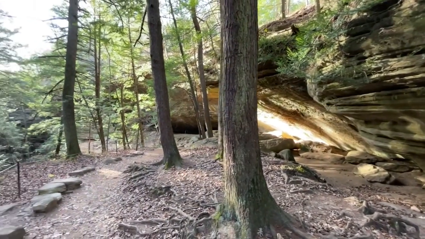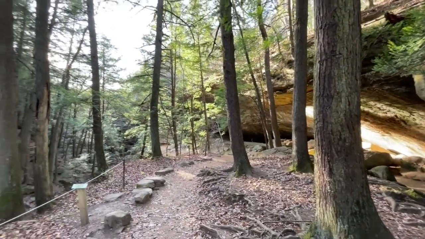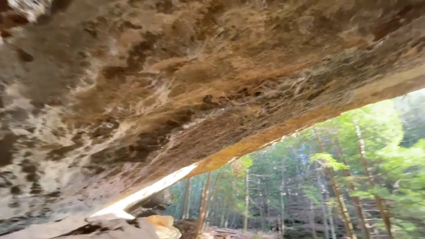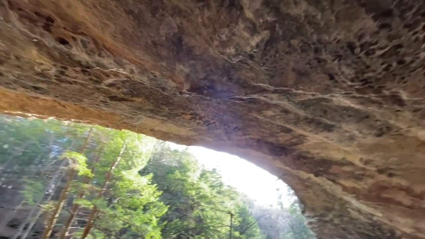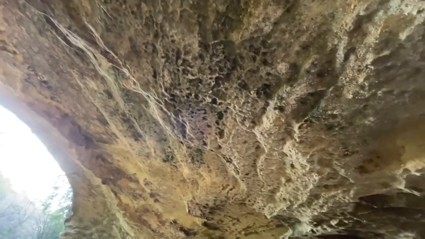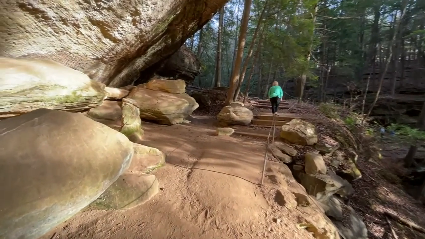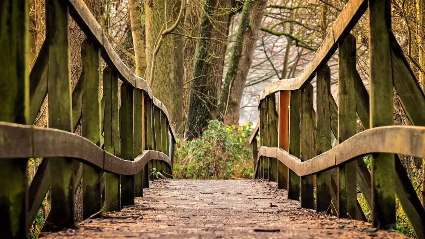So what are the basic elements of our Earth's crust? Minerals, rocks, and soils. These are the materials that make up the ground we walk on. These materials hold together lakes and rivers and oceans. These are actually the materials where plants grow and where we build our roads and buildings and parks. We build tunnels through these materials and we build bridges over them.